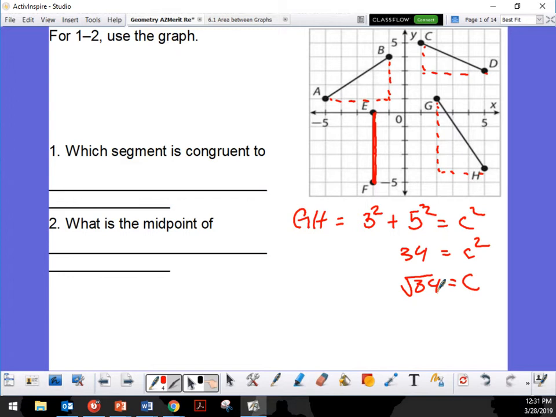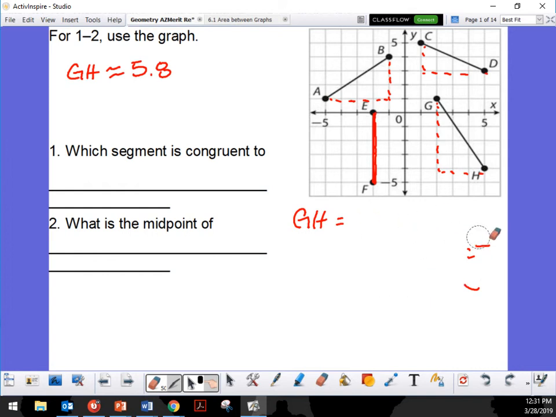Okay, so let's see. Let me see. So GH is, now calculate that for me, please. 5.8. So, like I said, I need everyone paying attention, following along here. All right. Okay, so I'm going to do this again. So that one's GH. So the next one I'm going to do is, all right, there we go.